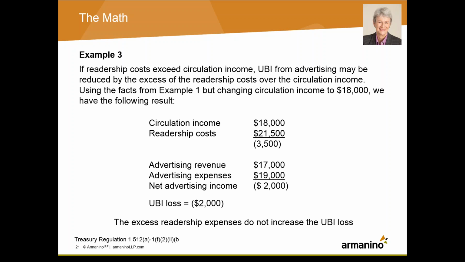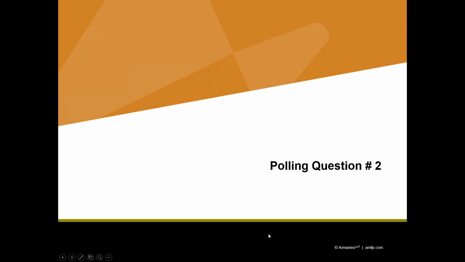So, I think the easiest way to remember this is that the loss in our publishing activities can only reduce our UBI income down to 0. It can't go any farther. Okay, so that's the math on that. Which brings us to polling question number 2.